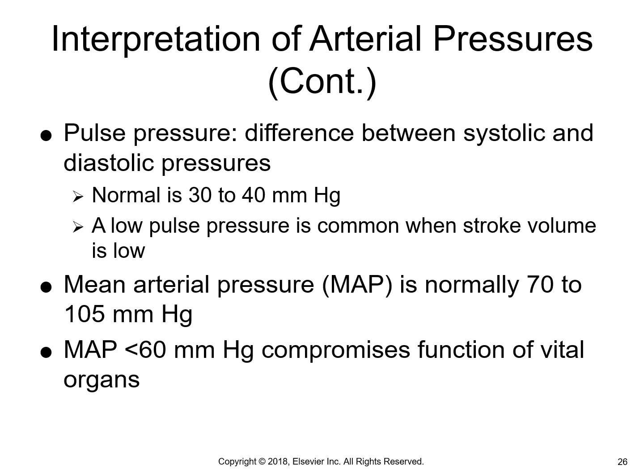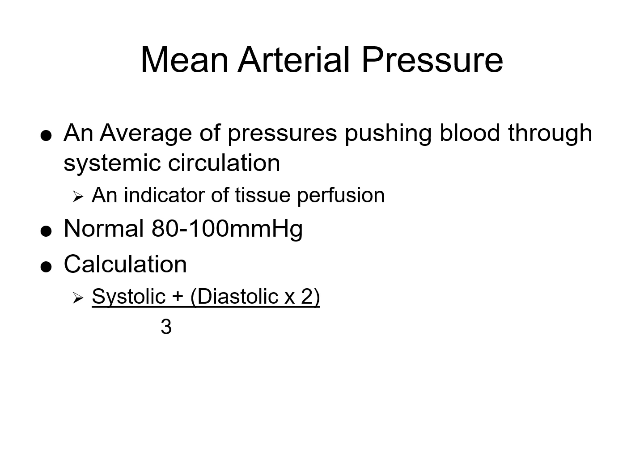Just little tidbits more of information here. And there's your little equation. I know you kind of hear what the other one said, 70 to 105 for mean arterial pressure. Let's just go with 80 to 100 because I think it's a bit easier. Okay, so that's the average of pressures pushing blood through the systemic circulation. It tells us how well our tissues are being perfused.